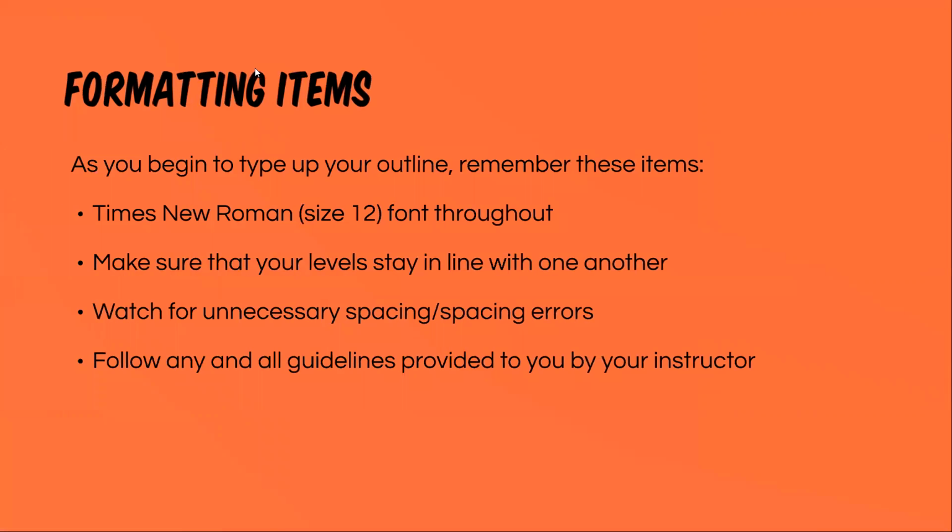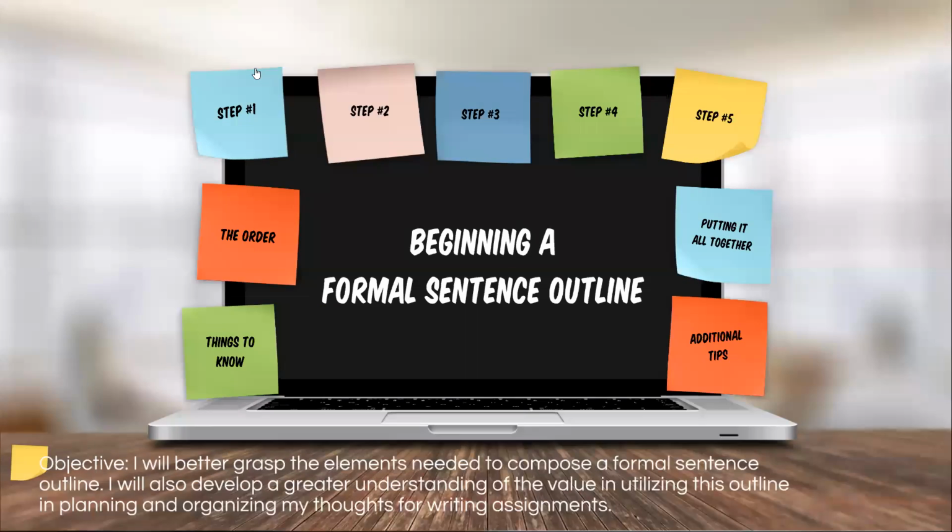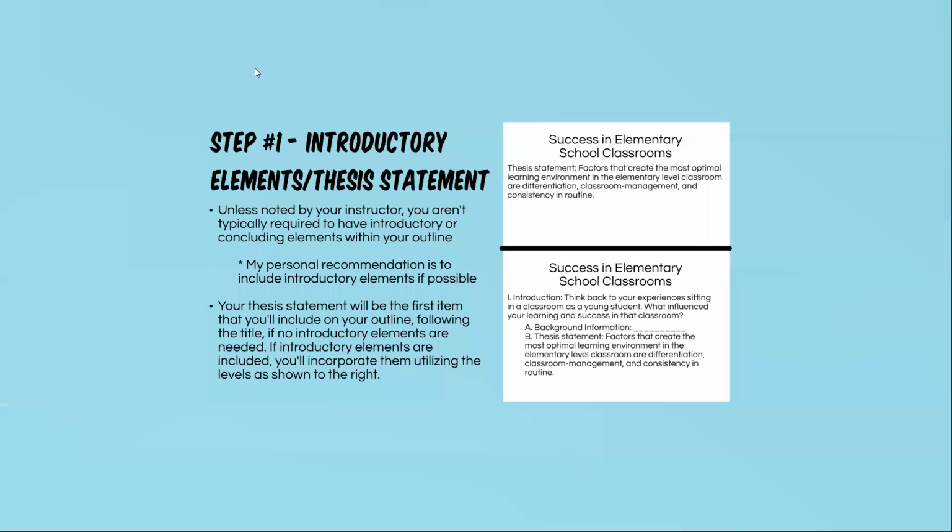Couple of formatting items quickly. So as you begin to type up your outline, just remember these few things. You're going to type it in Times New Roman size 12 font, just as you would for any other college writing assignment. Typically, you're not required to double space an outline, but if you are, please do so. Make sure that the levels in your outline stay in line with one another as you're formatting. Watch for unnecessary spacing issues or errors that can happen, and follow any and all guidelines provided to you by your instructor so that you can create an outline that best works for you, for your writing assignment, and so that you can complete everything that you need to the best of your ability.